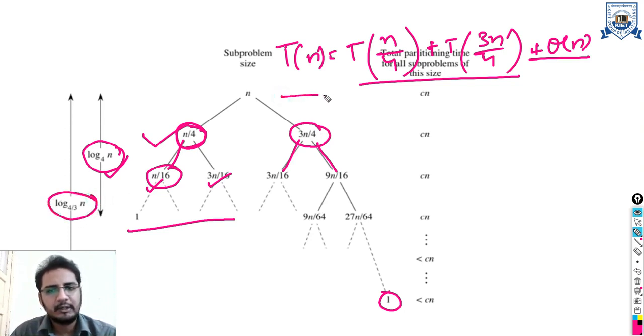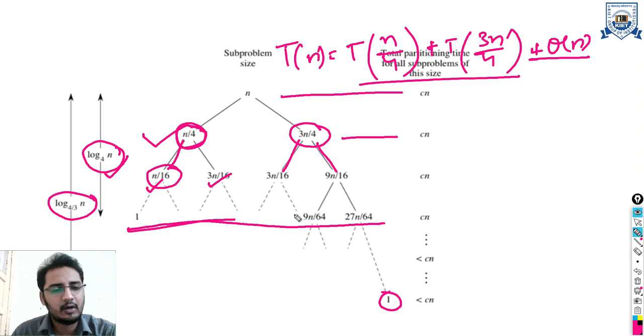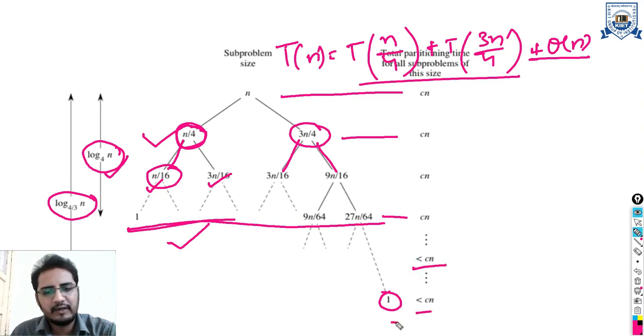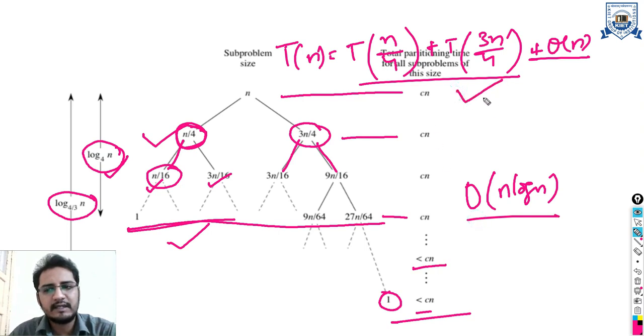You are doing a work of Cn on the first level, Cn on the next level, till you reach a level where the depths of the tree on left and right are equal. You are doing a work of Cn. After that, this left hand side is exhausted. You are only left with the right hand side. So the work done will be less than Cn on each of the levels. So when you add it, it will be order of n log n. You can also solve this recurrence to reach this conclusion. Okay. Now let's see if we get a split of 1:9.